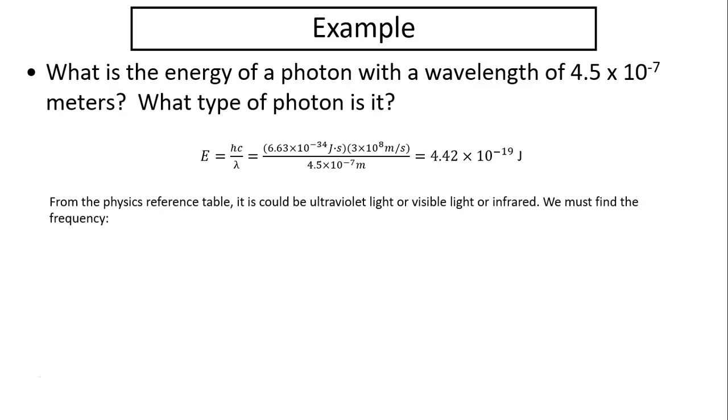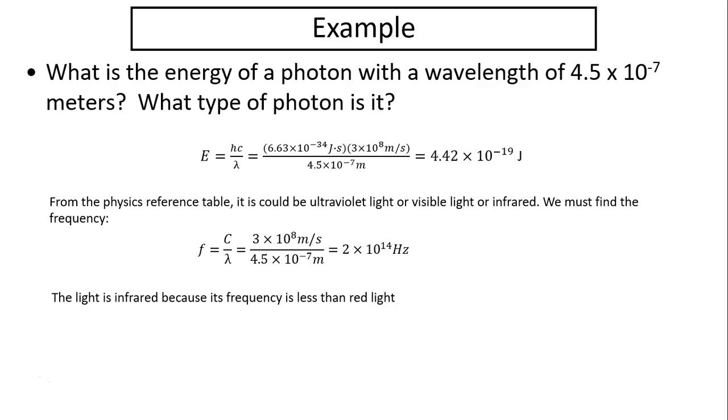What type of photon is it? Check your reference table, and it looks like 4.5 times 10 to the negative 7 meters could be three possibilities. It could be ultraviolet, visible light, or infrared. So in order to find exactly, we have to find its frequency. Frequency equals c over lambda, so that gives us 2 times 10 to the 14 hertz. From the reference table, 2 times 10 to the 14 hertz actually is infrared light.